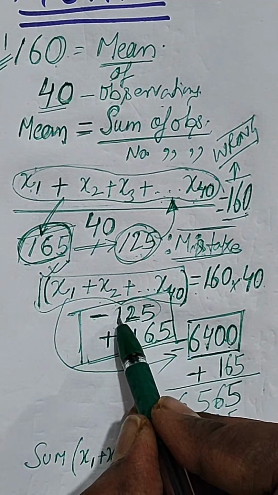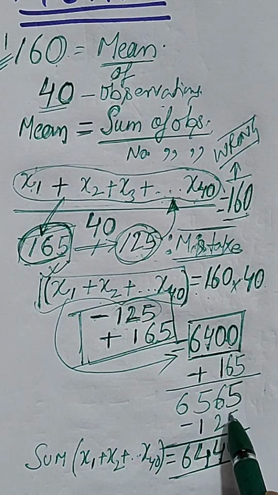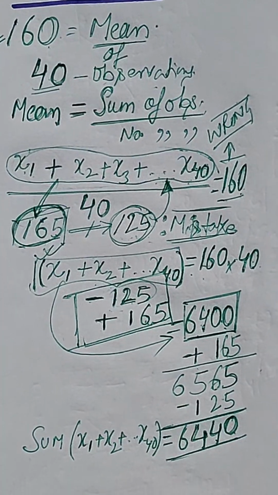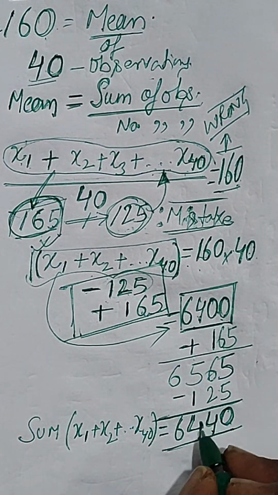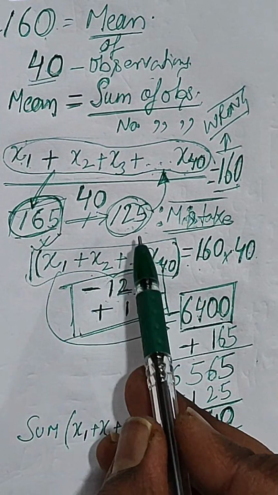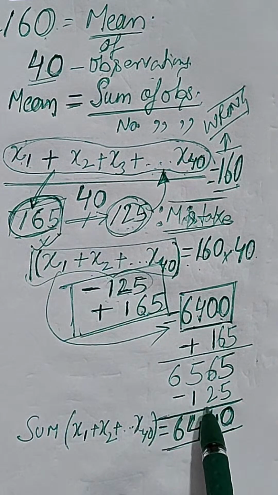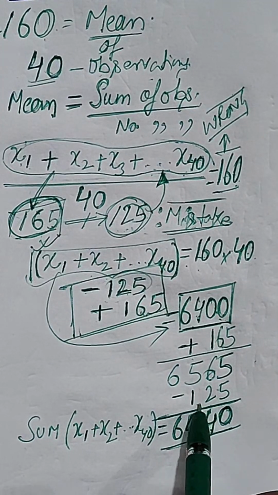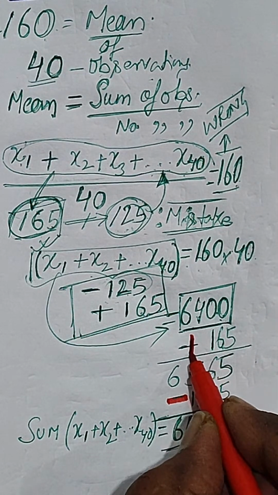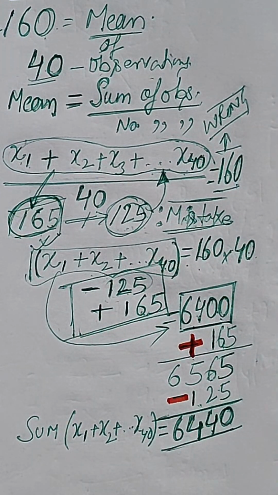From here, subtract 125 and add 165. So we did it. And finally, we get the number 6440. This is the actual sum. When the wrong data of 125 is removed, here, this is removed, right? And let me show, this is removed, and this 165, the correct data, is added, right? So this will show you 6440 as the sum.